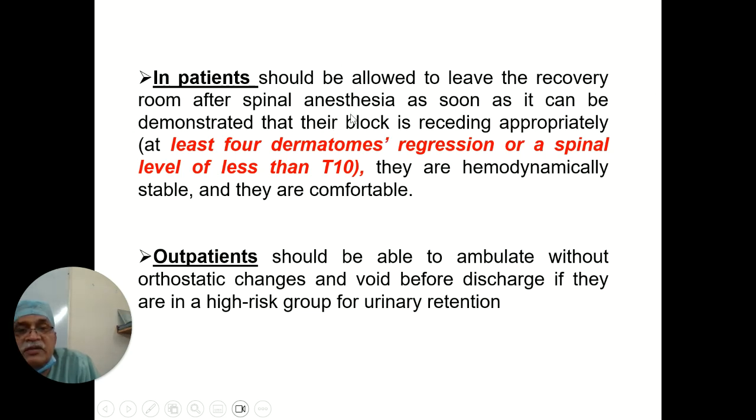The patient should be allowed to leave the recovery room only after the blockade has receded. At least 4 dermatomes of regression of the spinal block should occur and the patient should be hemodynamically stable. Outpatients should be able to ambulate without any orthostatic hypotension and able to void urine, then they can be discharged.